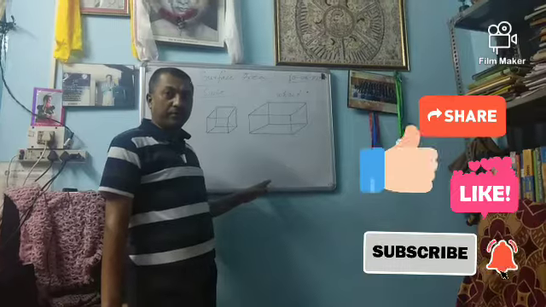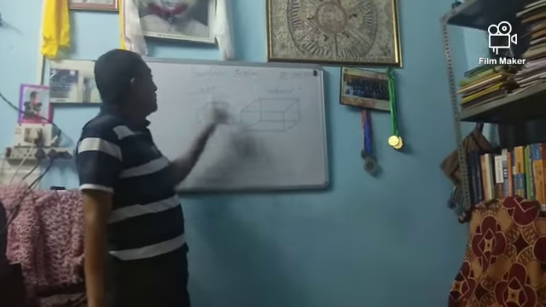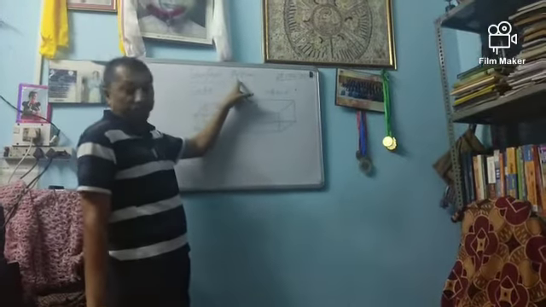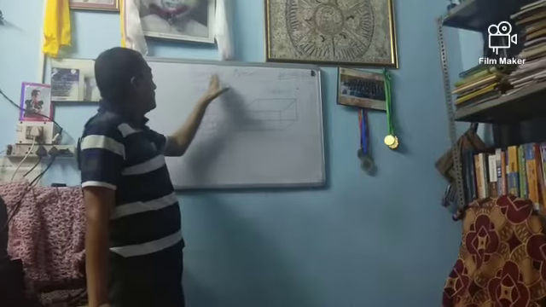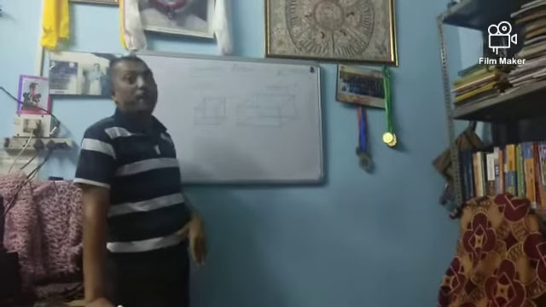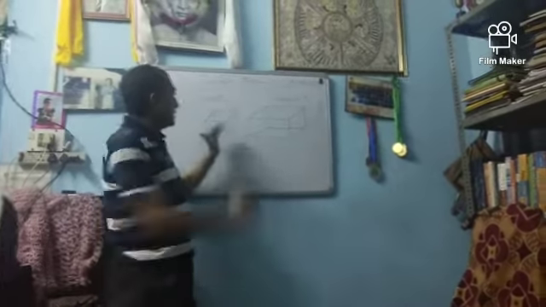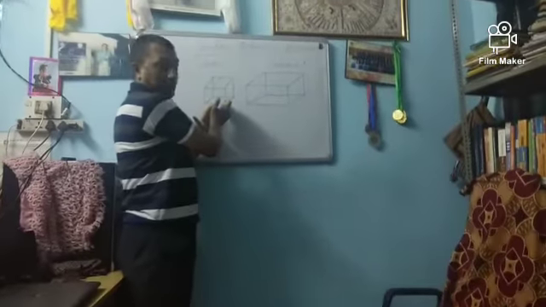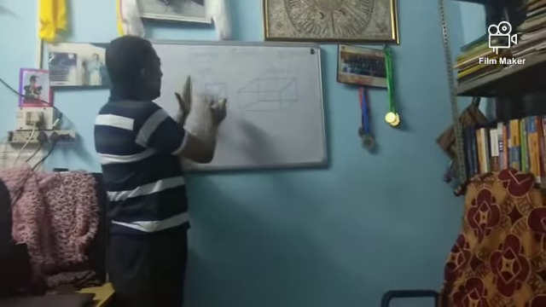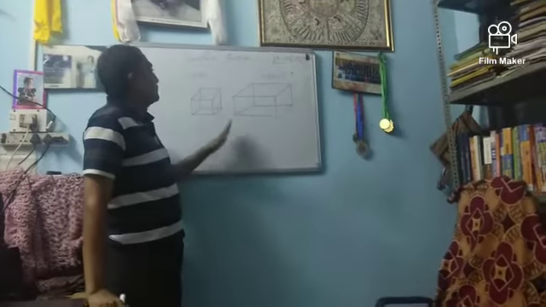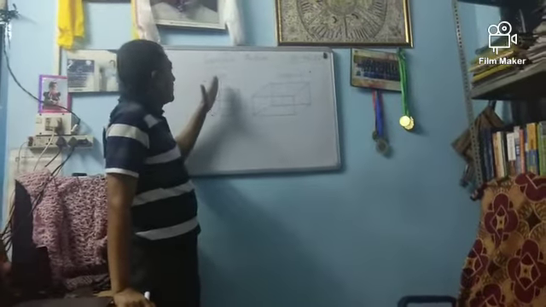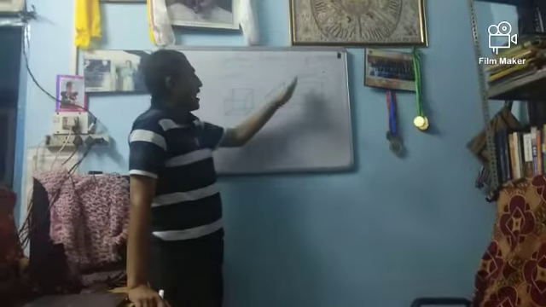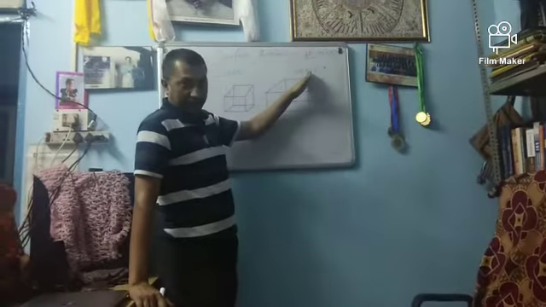Good evening, everyone. Today we talk about the surface area. Surface means the uppermost part, and area means how much part is covered. When we talk about three-dimensional shapes, first we have to discuss the cube, and then the cuboid.